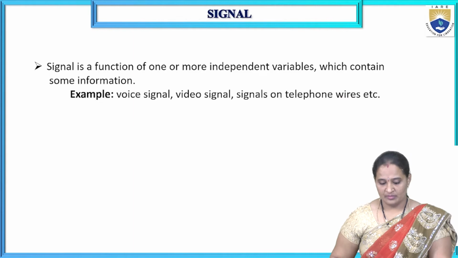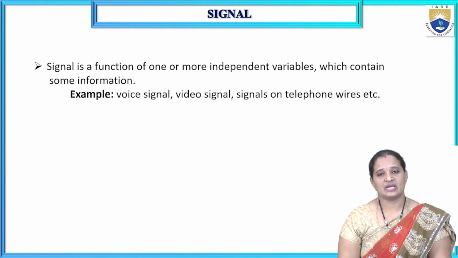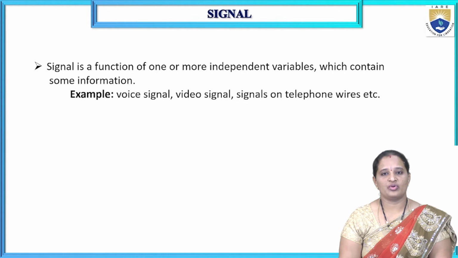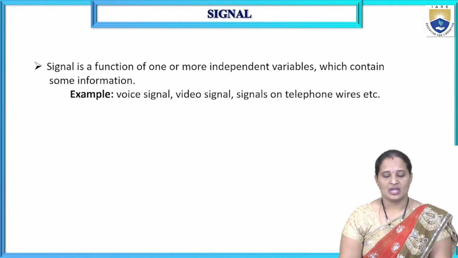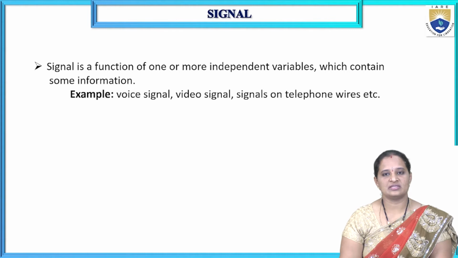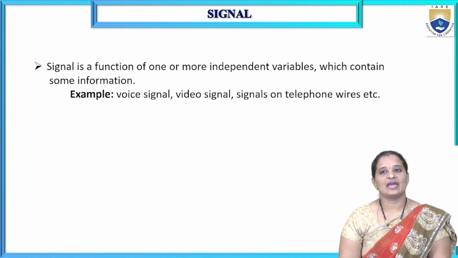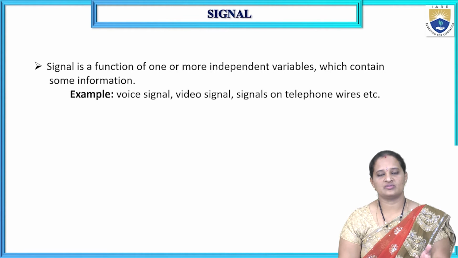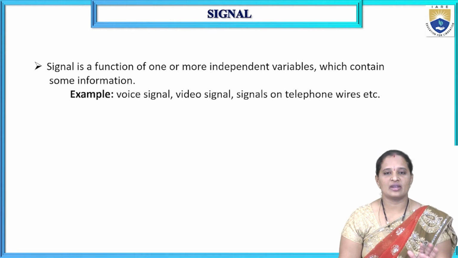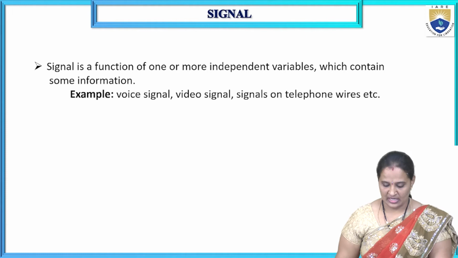So first of all, what is a signal? A signal is a function of one or more independent variables which contain some information. So whatever is a function of one or more variables and carries some information is known as a signal. Some examples of signals are voice signal, video signal, and even telephones. The telephone wires also carry some signals. So that is also an example of a signal here.